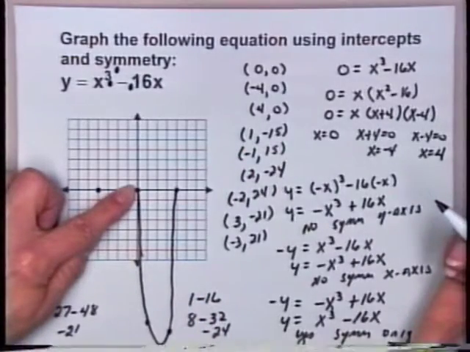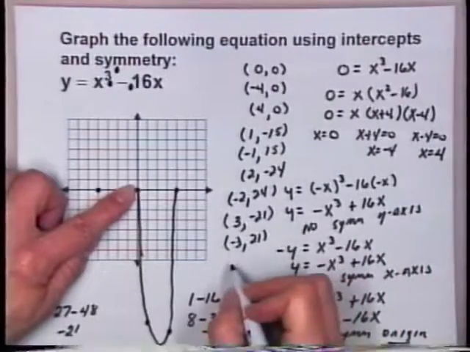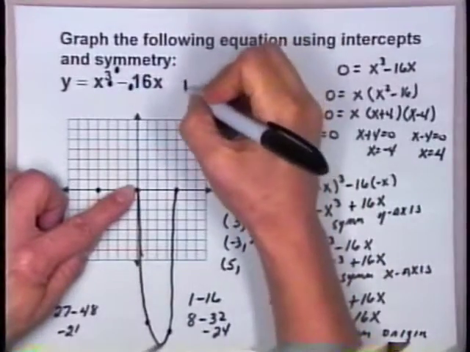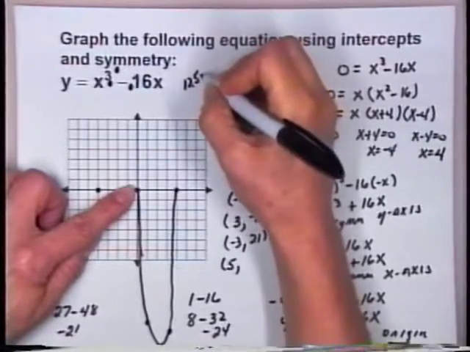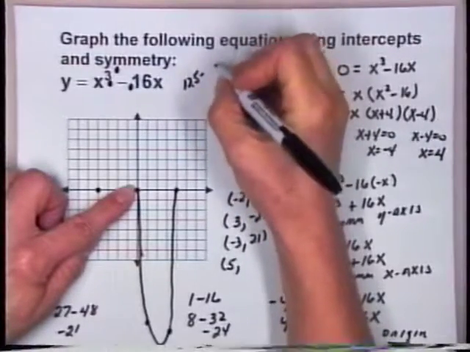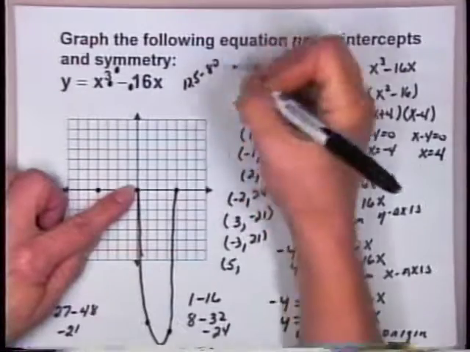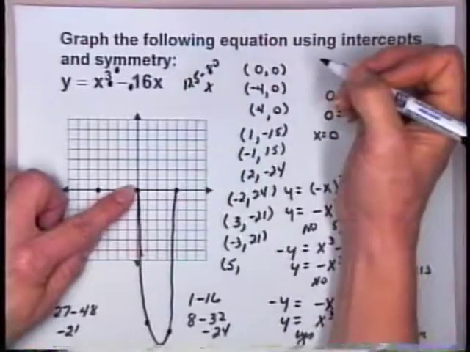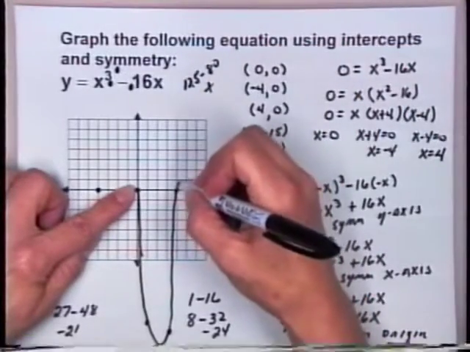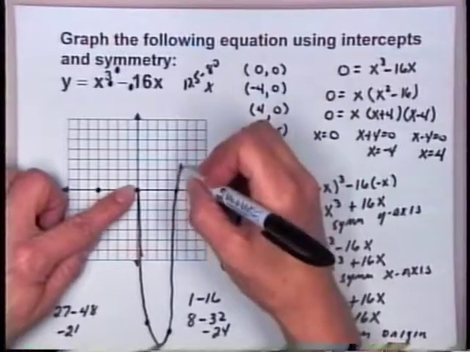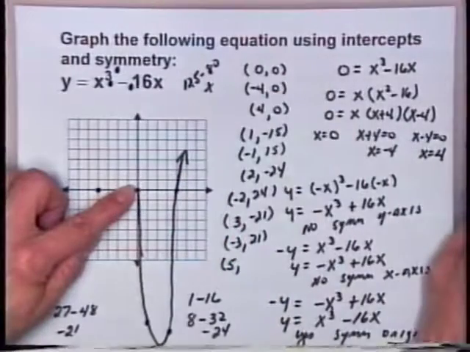Now, what happens here? I might do one more value, like let x be 5. 5 cubed is 125. And 5 times 16, let's see, that's 80. Notice I'm getting a positive answer. So that tells me when x is 5, I'm getting a positive answer. My graph is going to go ahead and go up here, and it's going to keep going up.